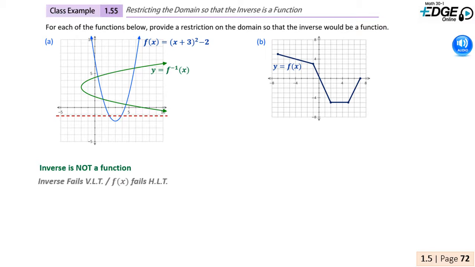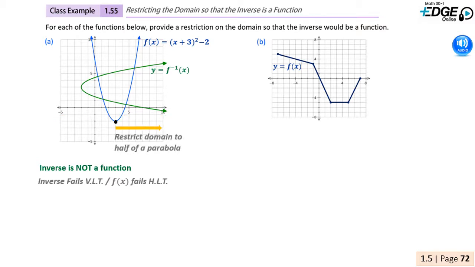Now, students who misunderstand the question will think it's saying to restrict the domain of the inverse so it is a function. But that's not possible here unless we simply erased the entire function. However, we can place restrictions on the domain of the original blue graph such that the inverse will be a function.